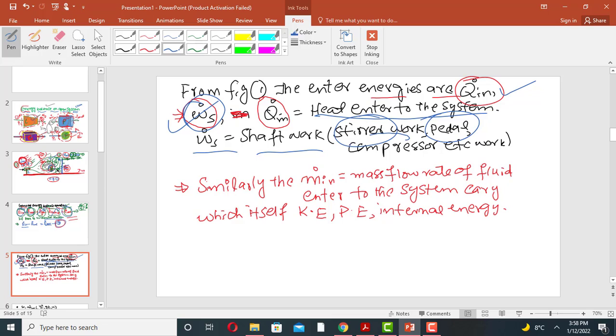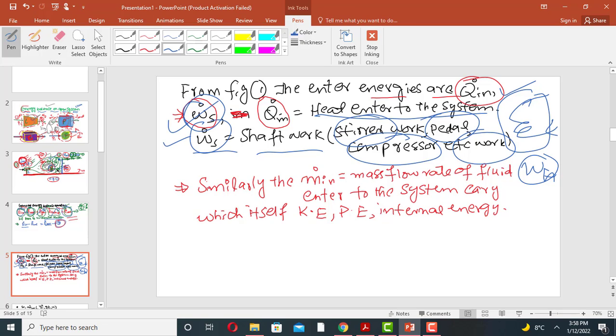It can be pedal work, compressor work, or heater work, which is doing some heating. If there is some heating element, it will be heater work. So this shaft work is denoted by Ws dot. Similarly, the mass flow rate of fluid entering the system carries some energy with itself.